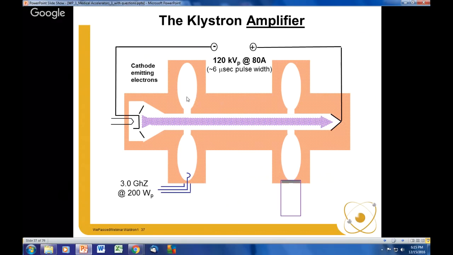Now this is a resonant cavity, so it's going to have a resonant frequency somewhere near 3 gigahertz. So as that energy is entering this cavity, it's going to set up a series of electric and magnetic alternating fields inside this cavity.